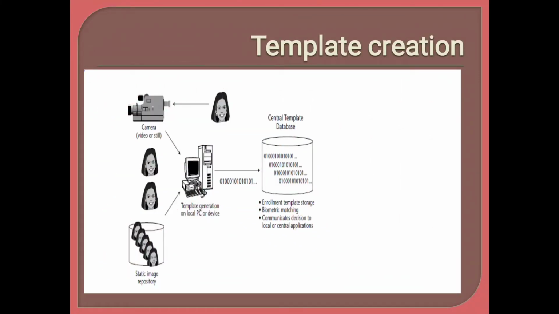This is the template creation of facial recognition. In the beginning, the camera recognizes the face of the human, then it is given to the template generation. In template generation, the image will be converted into binary code. Before the template generation, the database is already stored in the PC. It will compare the captured image and the already stored image. If both are the same, then it gives access. If they are not the same, it doesn't give any access.